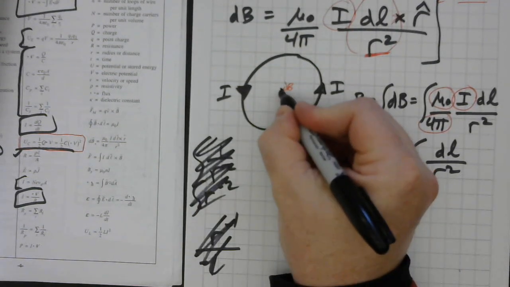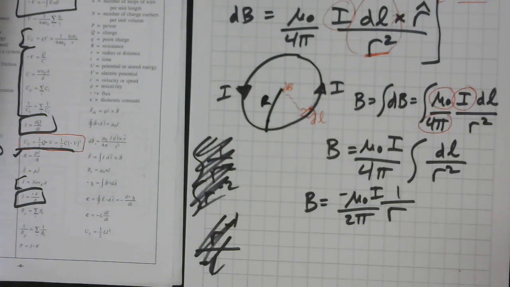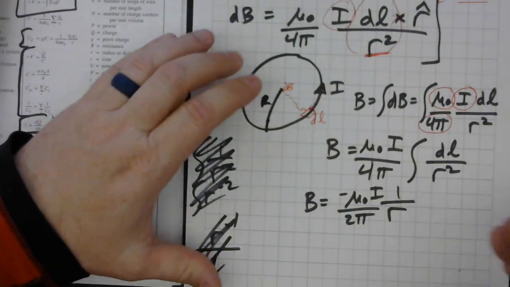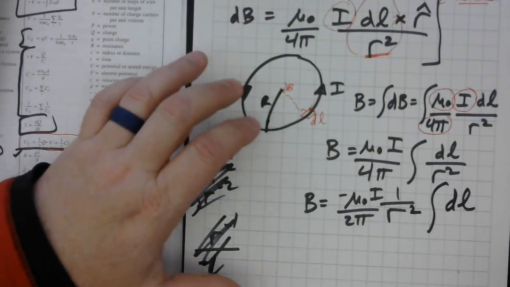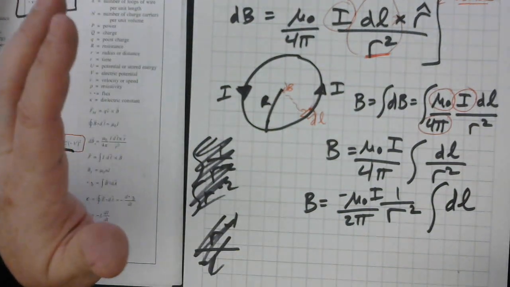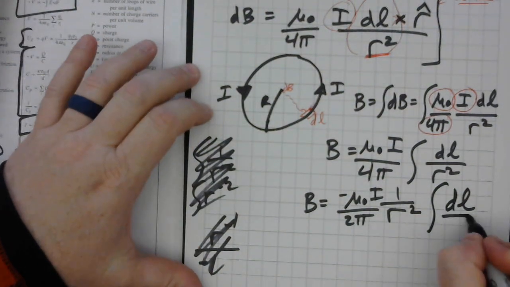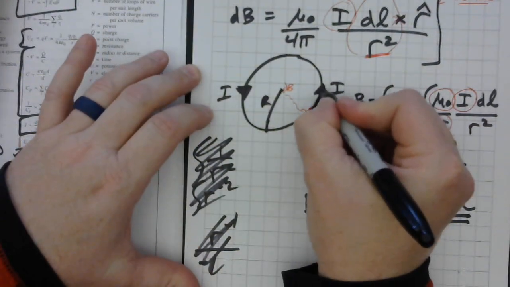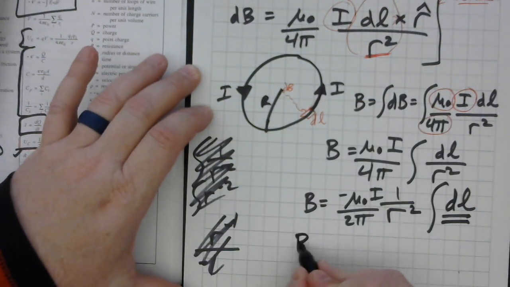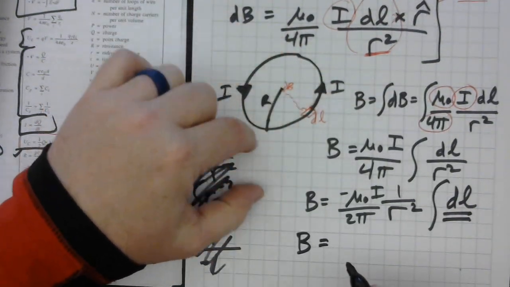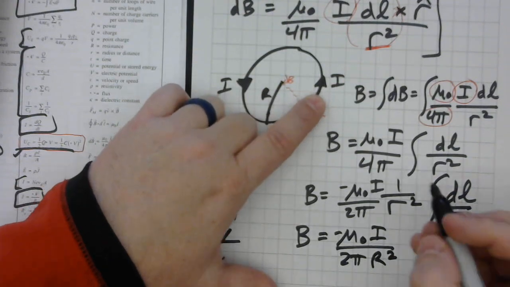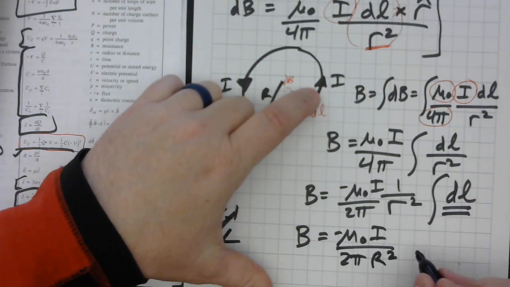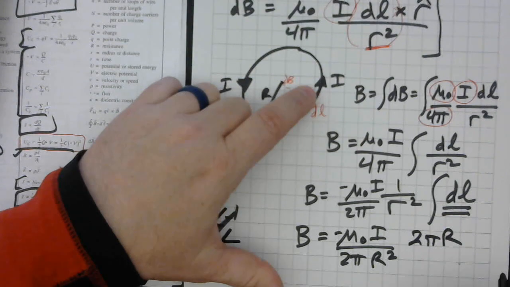Watch this. This r doesn't change. Is that cool? So that r squared gets pulled out also. Okay, Schmear's going to redeem himself. So you ready? Here we go. And so what is the integral of all the little dl's? Well, they make up a circle. So as you go around that circle, right? Watch this. When I add up all those lengths, I get 2 pi r.